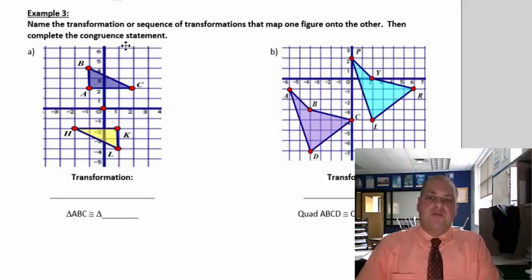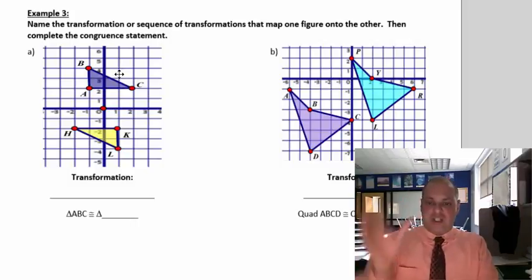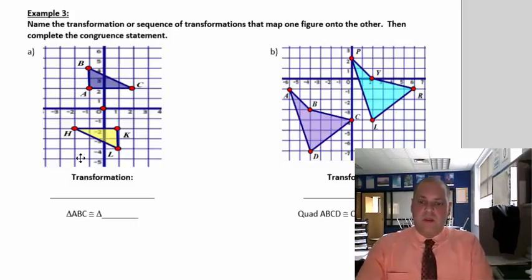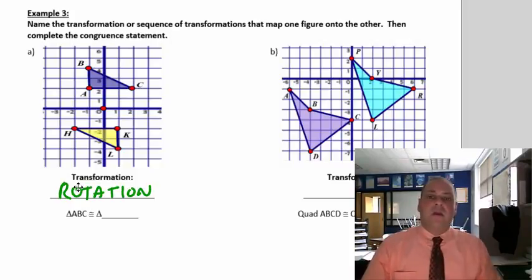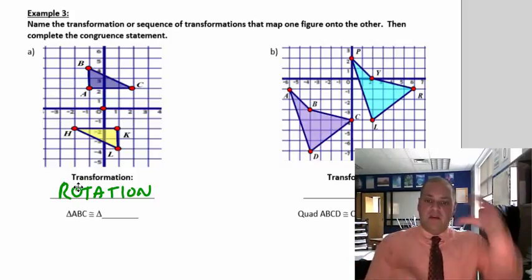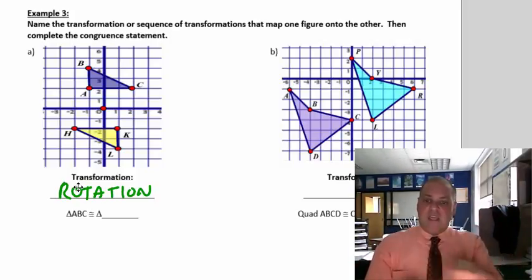Example 3. Name the transformation or sequence of transformations that maps one figure onto the other. Then complete the congruent statement. All right, so what happened here? Looks like it is a rotation. If you're not sure, talk to me in class tomorrow and I'll explain it a little bit better for you. But basically, I could tell you right now, turn your paper upside down. Isn't ABC in the same position where the KHL is? So it's exactly the same there.